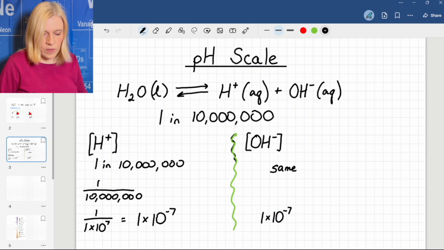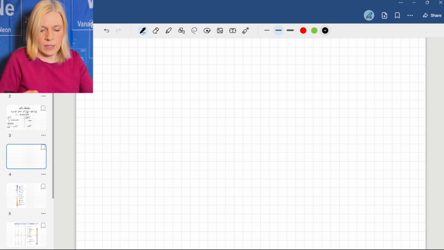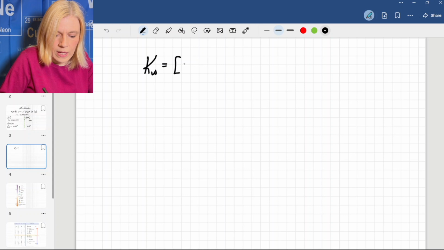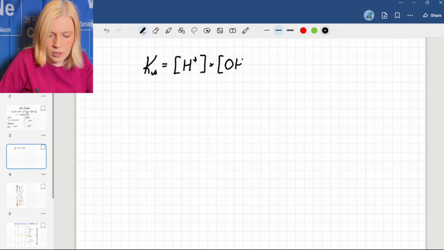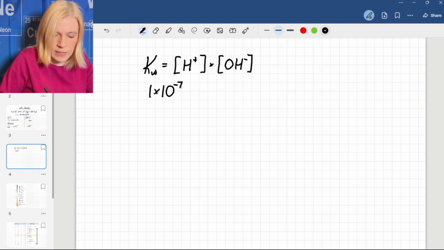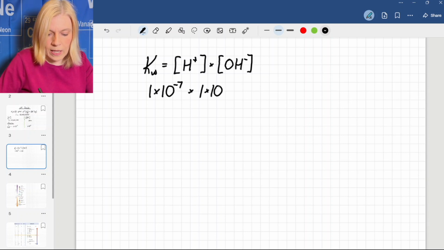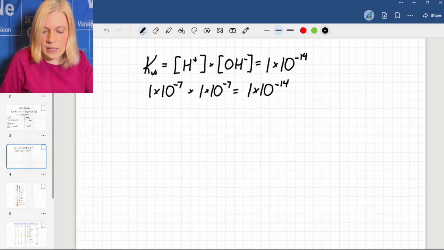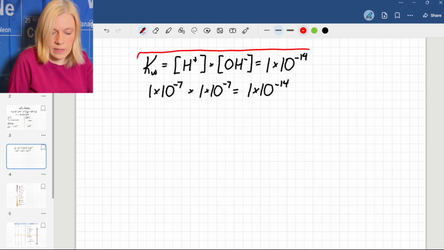Let's keep going. So that means if I write my equilibrium expression, I can write my Kw. This equals my H+ concentration times hydroxide concentration. Well, I had 1 times 10 to the negative 7 times 1 times 10 to the negative 7. That's a special number. That's 1 times 10 to the negative 14. This is important. Let's put it in a red box.